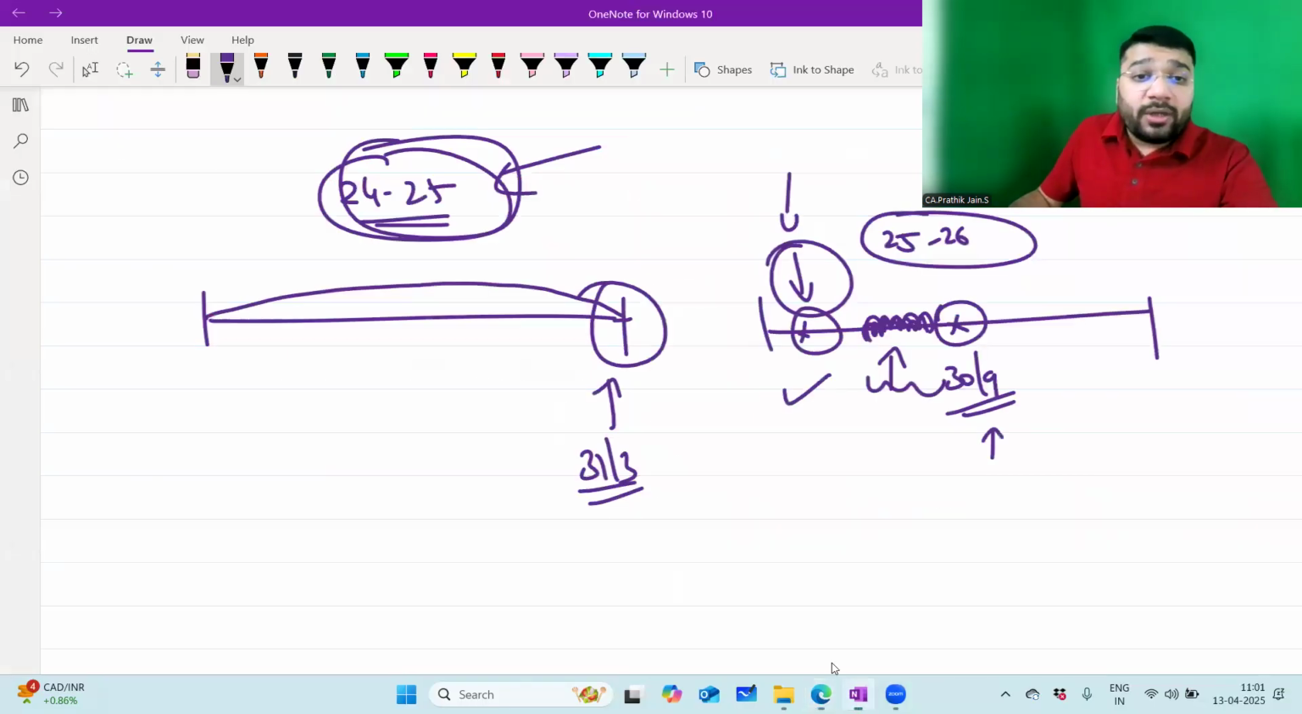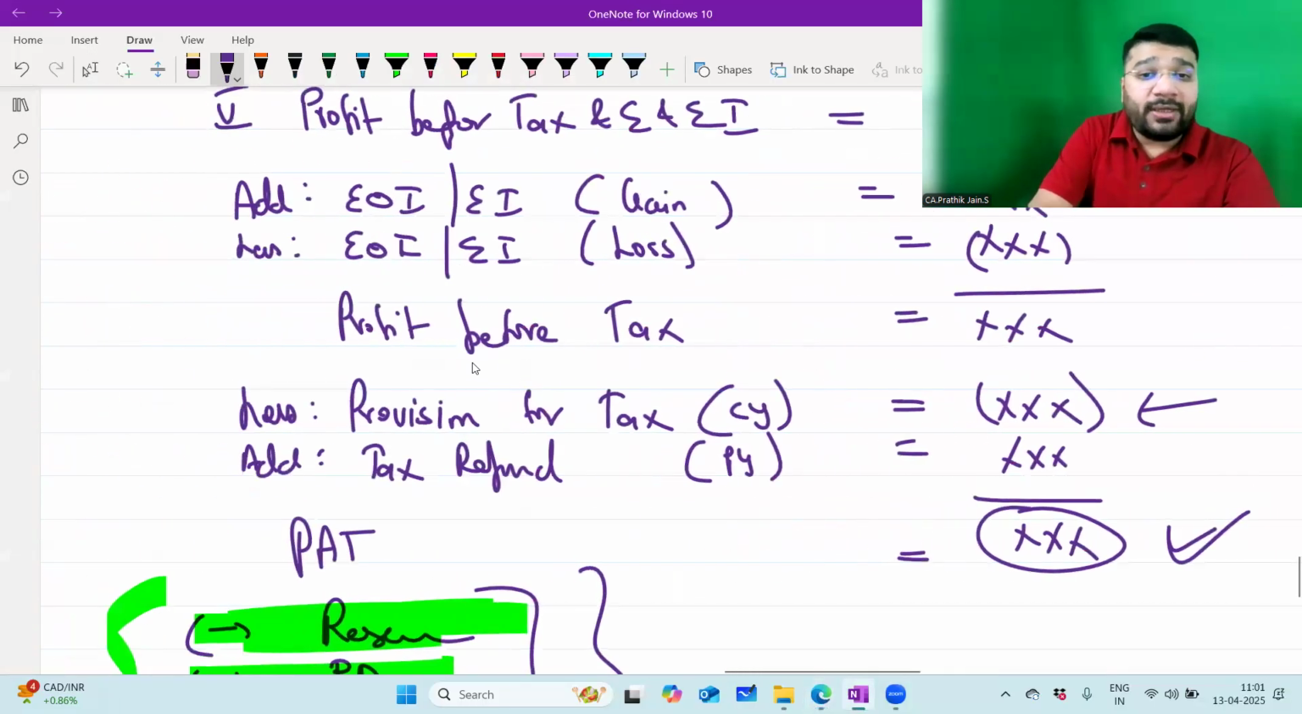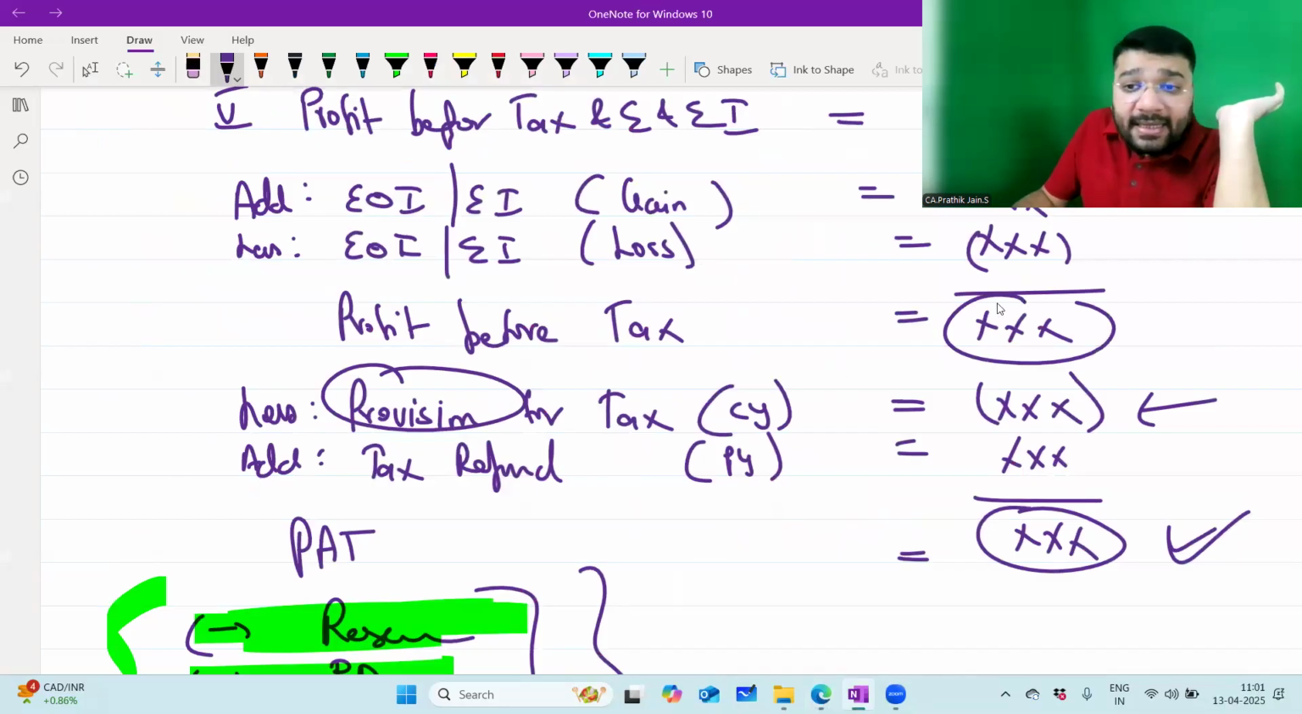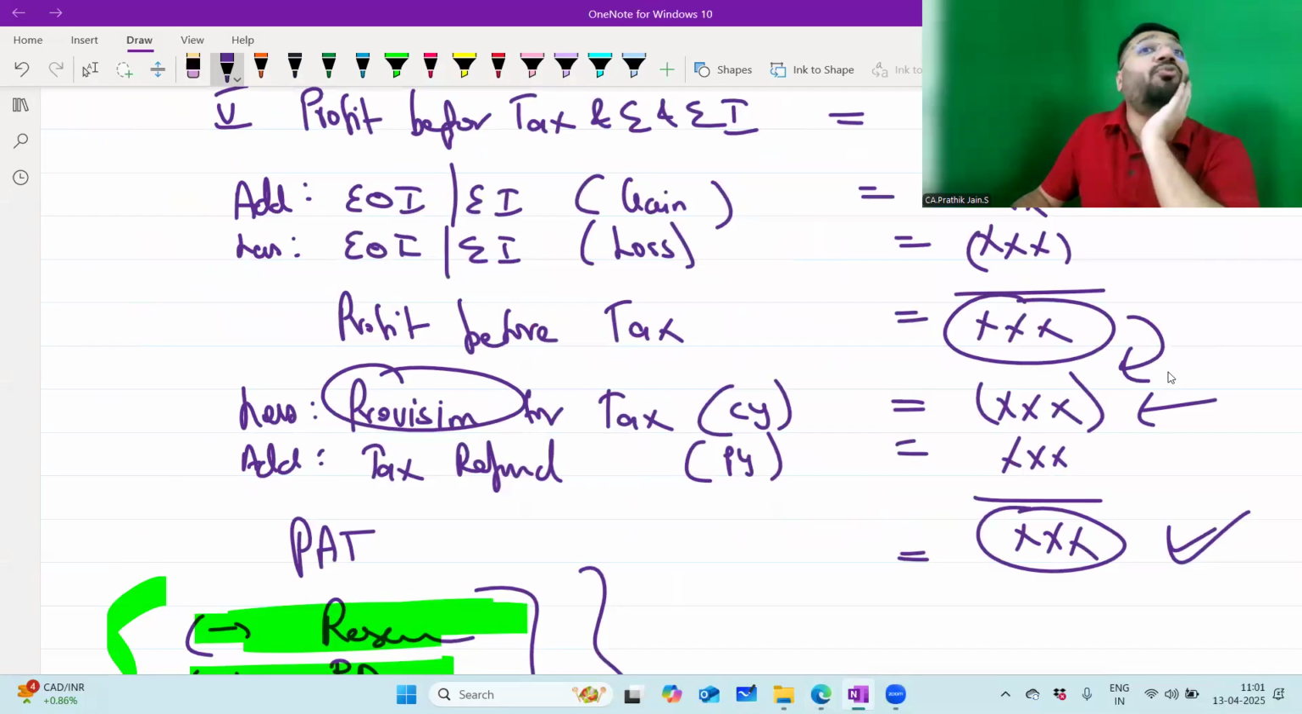Therefore, the provision for tax that you're showing here is nothing but a provision of tax for the current year's income. On the current year's profit, this is the tax that I'm proposing to pay. You have to show it. This is not exact. There could be a variation.